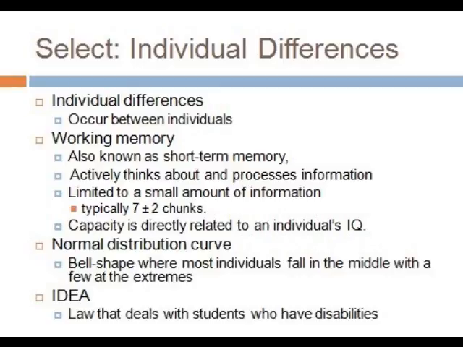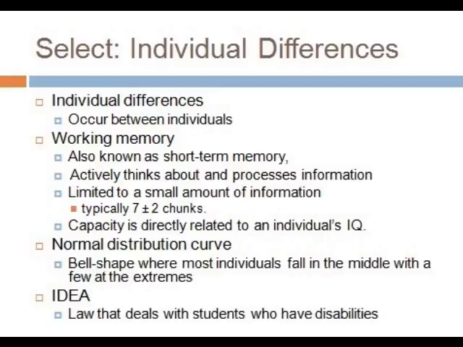Individual differences occur between individuals. Working memory is also known as short-term memory. It is the memory that actively thinks about and processes information. It is limited to a small amount of information, typically 7 plus or minus 2 chunks. Working memory capacity is directly related to an individual's IQ.